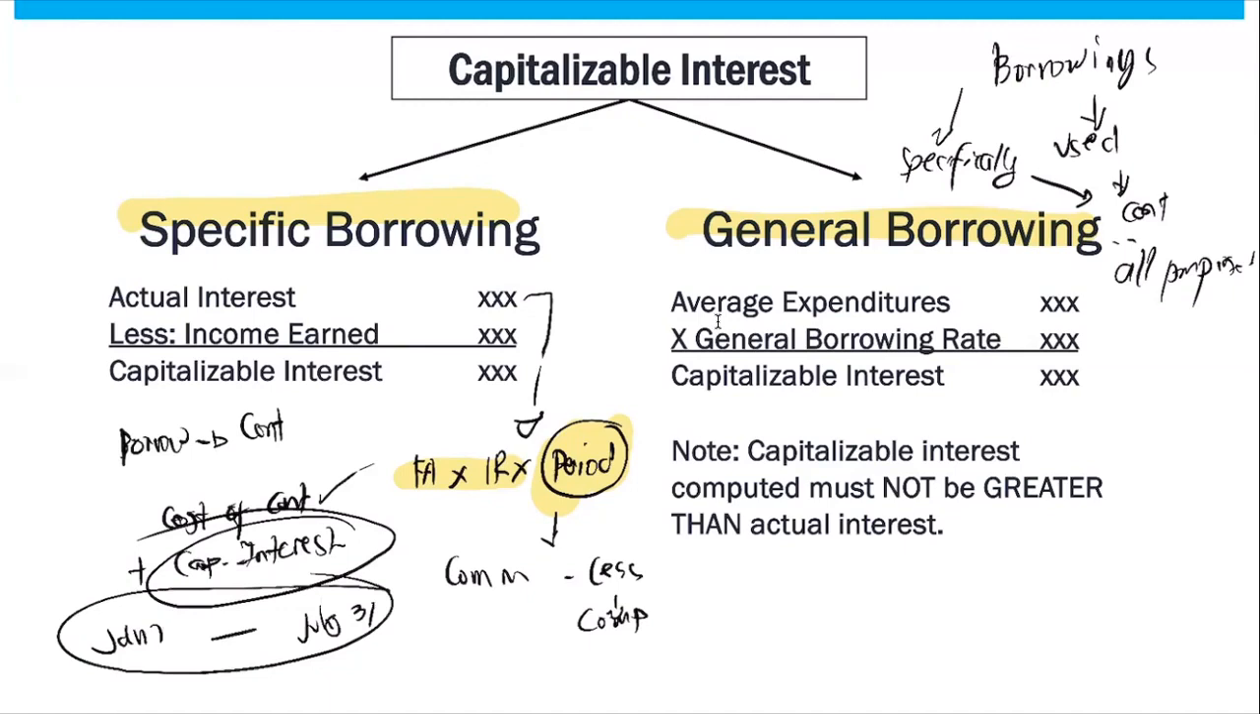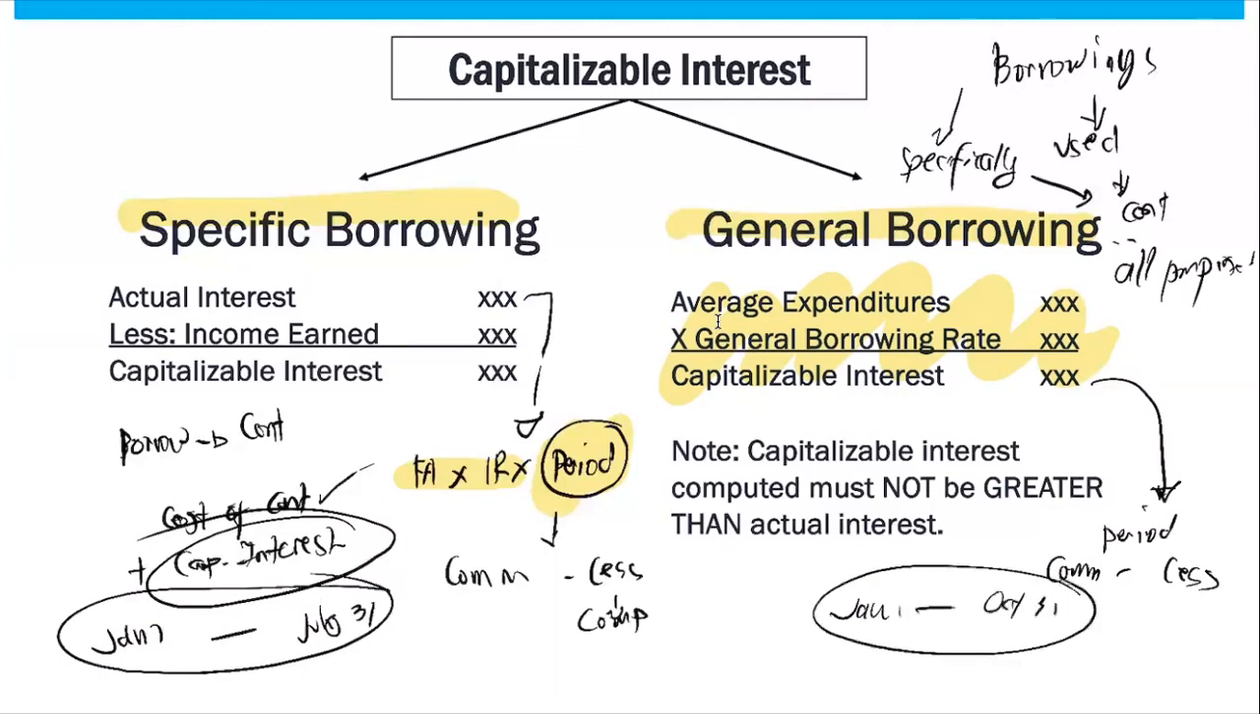But I will again caution you here in this particular formula because this general borrowing rate or capitalizable interest should still follow the period of capitalization from commencement to cessation. So for example, again, you start on January, you finish on October 31, then only that period. So you multiply your average expenditures by the general borrowing rate, and that gives the capitalizable interest.